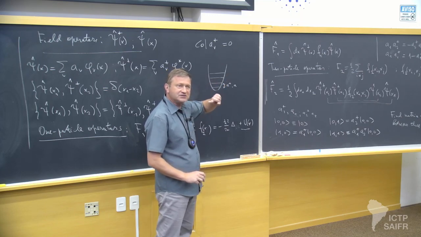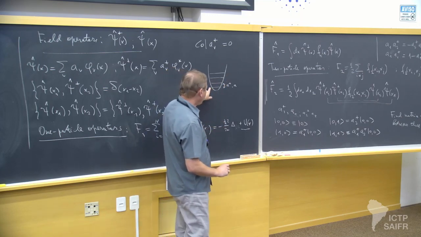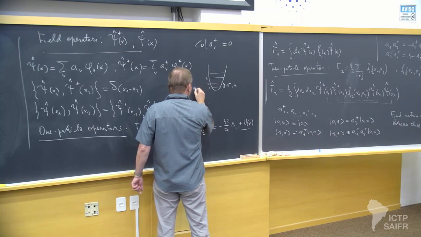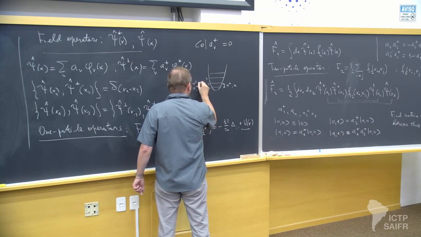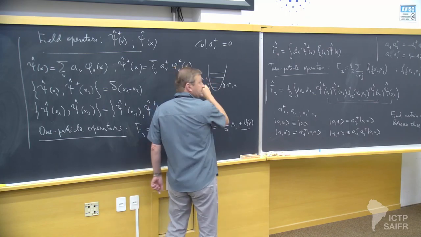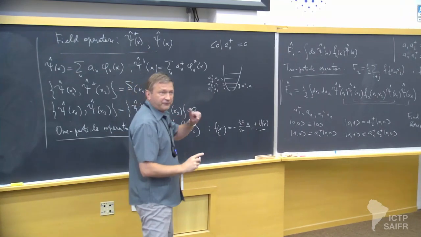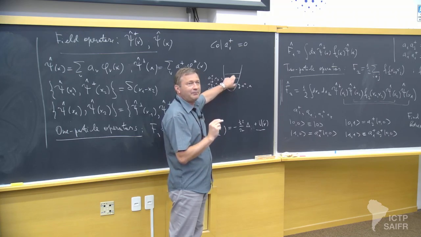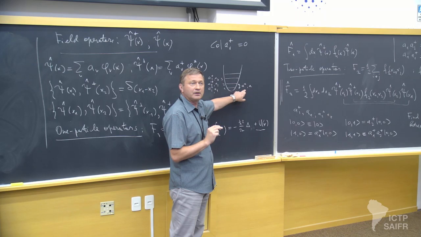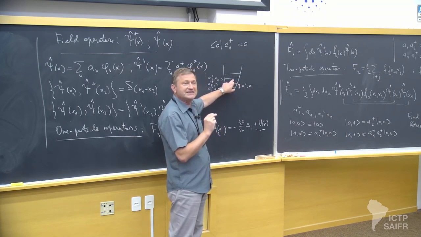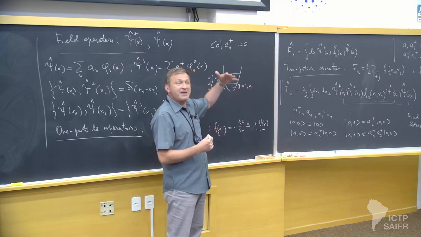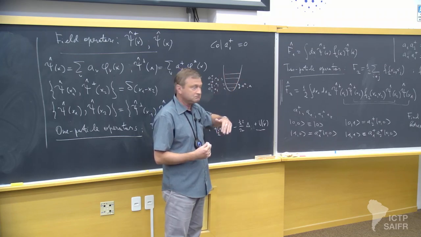But the operators we need, let's say this is the first level, second, third. So we need a1 dagger a1, a2 dagger a2, a3 dagger a3, because these operators do different things. They change the number of particles on a particular level. You don't jump between the levels like the ladder operator is doing. They simply change the number of particles on this level. That's why you need as many pairs of a and a dagger as many single particle states you have in your system. In this case, infinite.